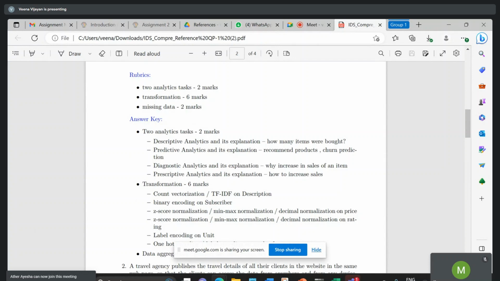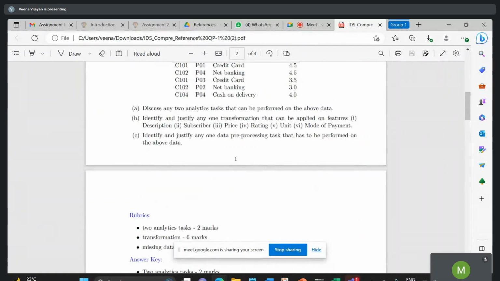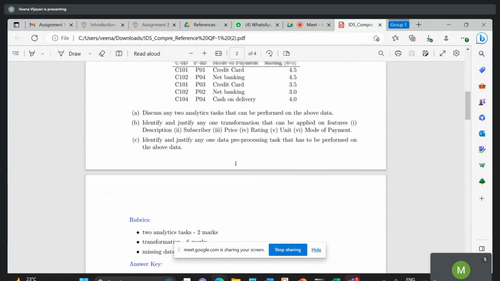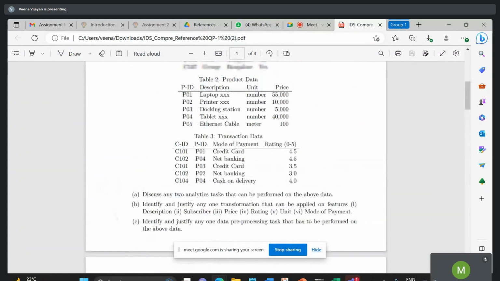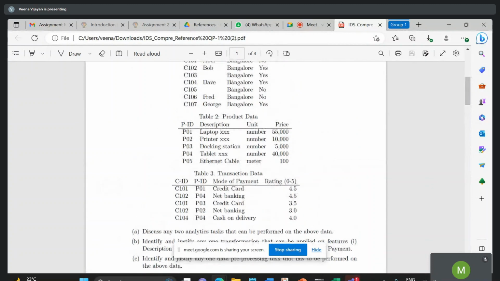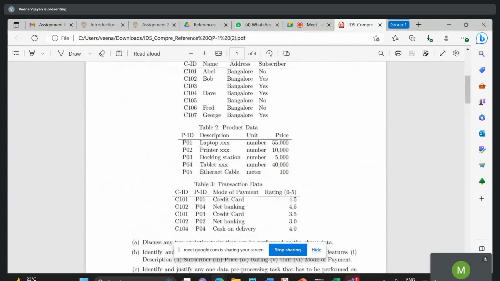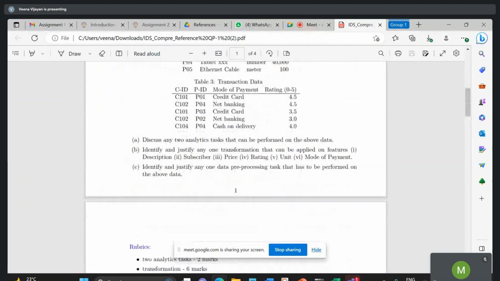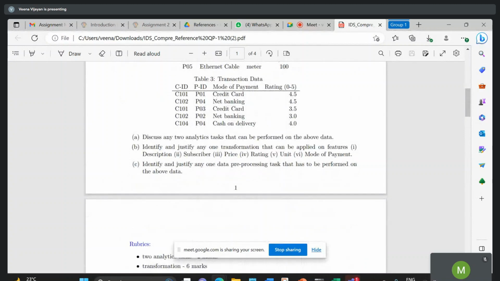What was the third question? Missing data. Identify and justify any one data pre-processing task that can be performed on the data, so that if there is any missing data, or we can join these tables and bring a meaningful dataset. Name is missing. We can fill in some random string there or encode it.